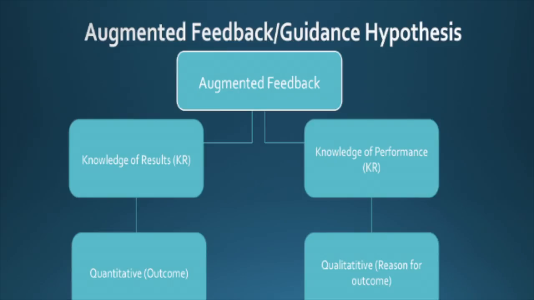Augmented feedback can also provide information about what the person did that led to a performance outcome. The term used to describe this type of information is knowledge of performance, which can be information about what a participant is doing that hinders his or her achievement of performance goals.